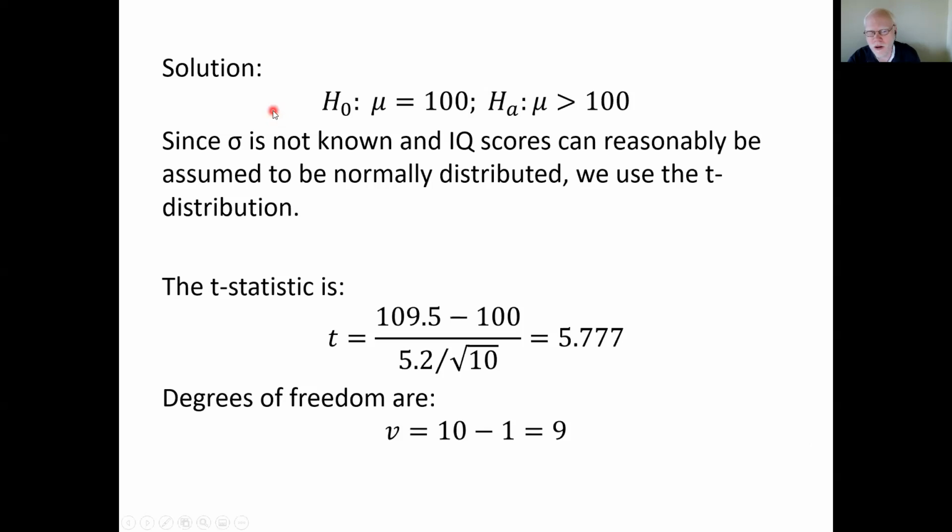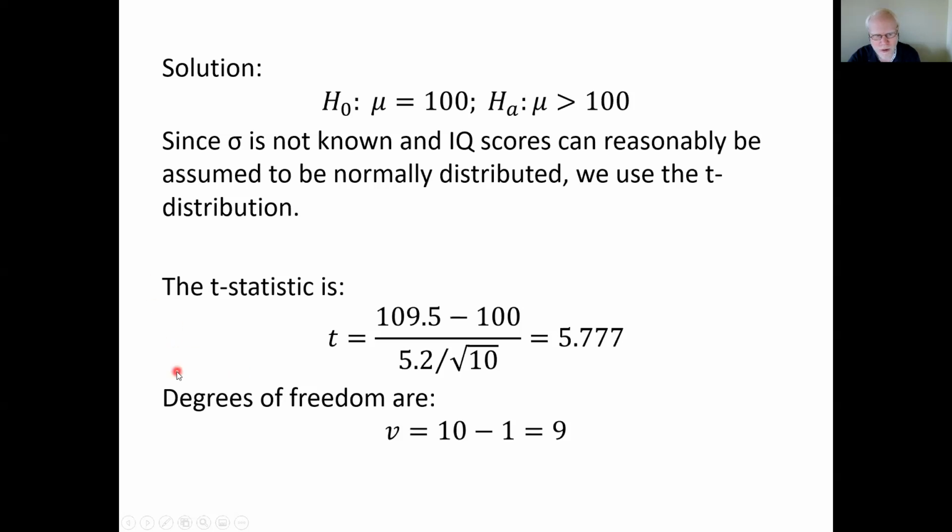All right, so first we've got to start, like we did last time, by setting up our different hypotheses, right? The null hypothesis is that the population mean is equal to 100 for statistics students. And the alternative hypothesis is that for statistics students, the population parameter is greater than 100. Since the population standard deviation is not known, and IQ scores can reasonably be assumed to be normally distributed, we use the t distribution. So we're okay to use the t distribution.